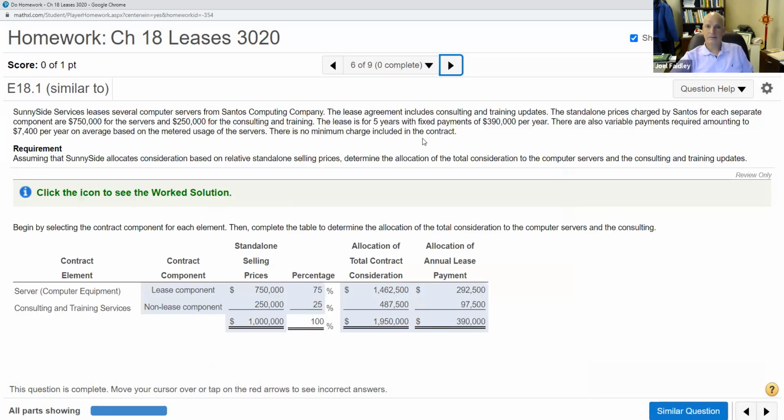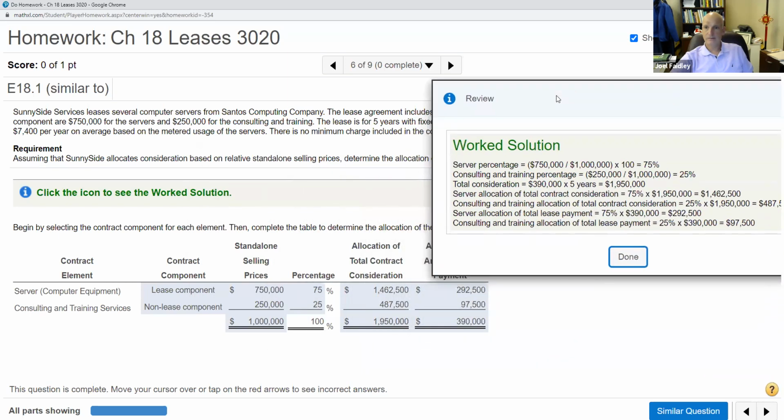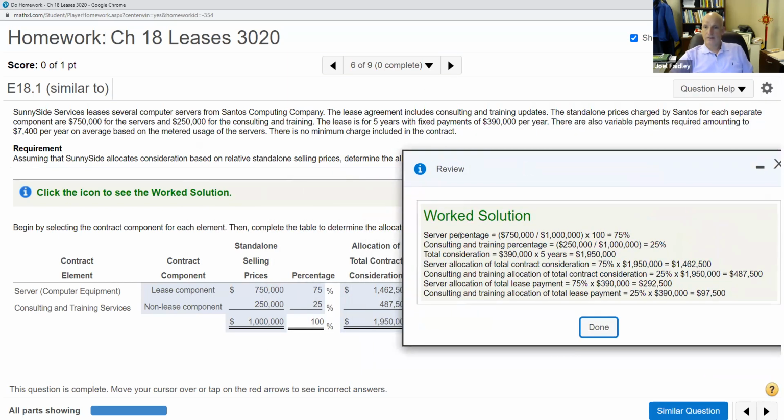All right, number 6. Interesting exercise here where they want you to allocate the lease component and the non-lease component. What you see there is the server percentage of 750,000 divided by 1 million is 75%. And obviously that leaves 25% for the 250,000. You see it right there.